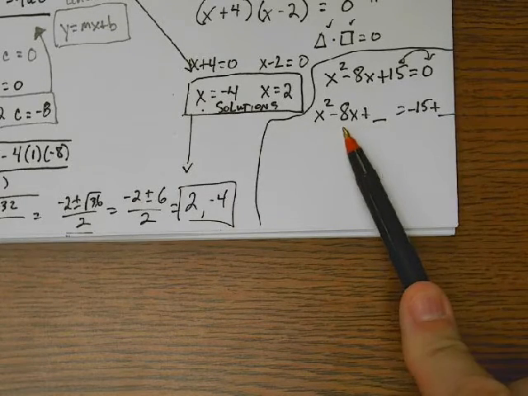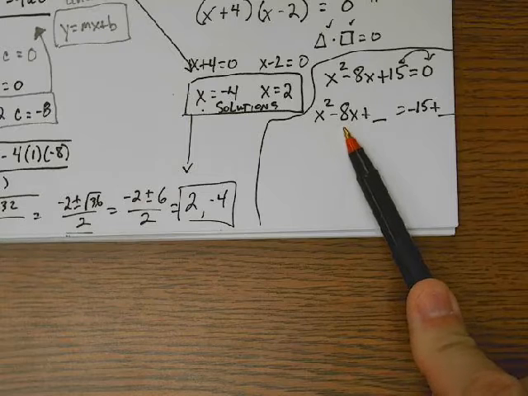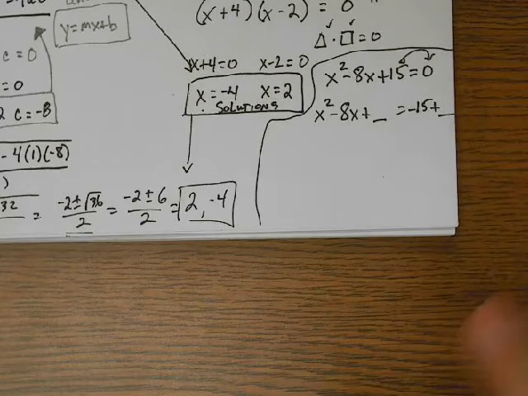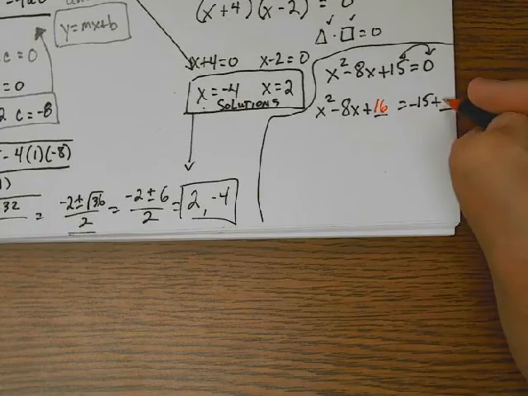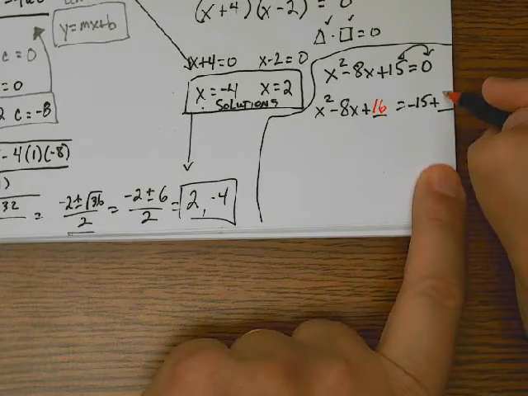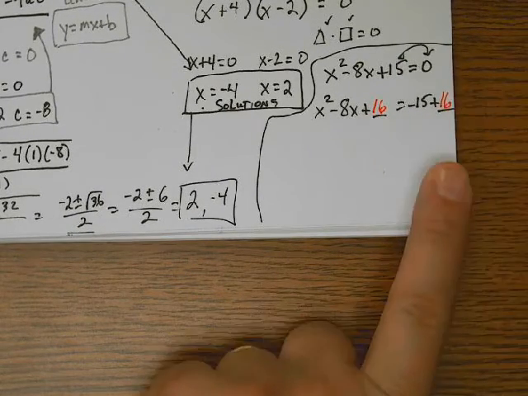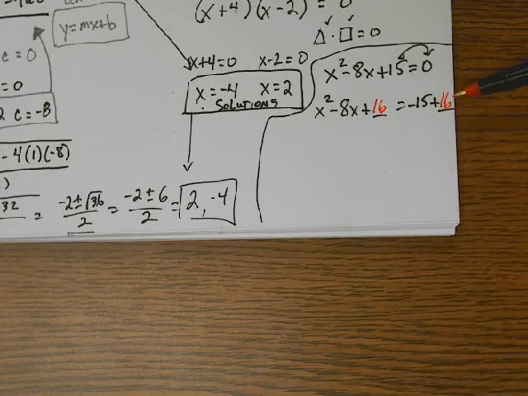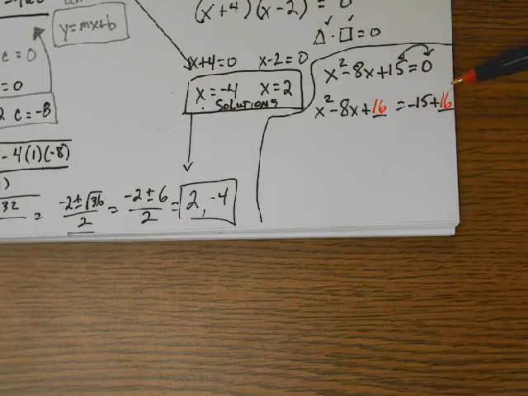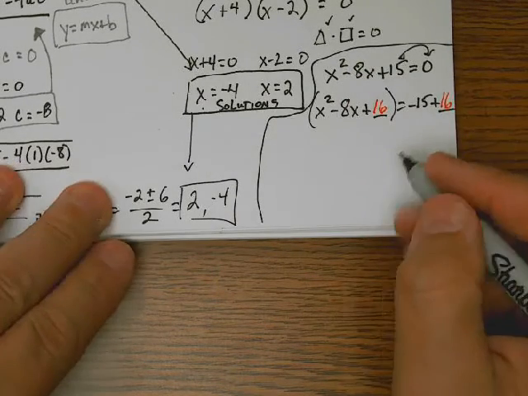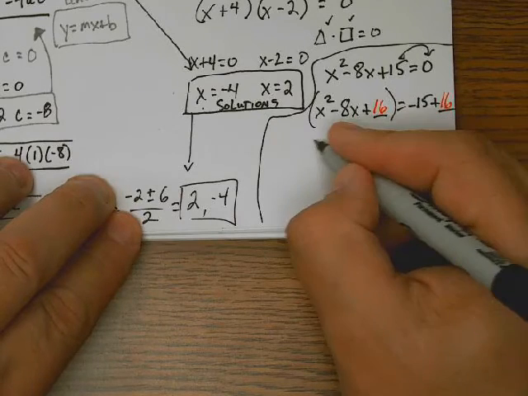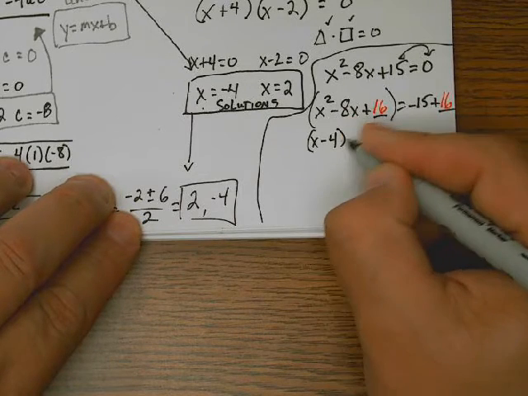Now watch my pen and follow along mentally. Here we go. -8. What's half of -8? What's -4 squared? Whatever I do to one side, I have to do the other. Notice I use a different color to help you remember it. So I have to add 16 to both sides. Okay? Now I've created a perfect square trinomial. That is half of 8. That's this, factored.